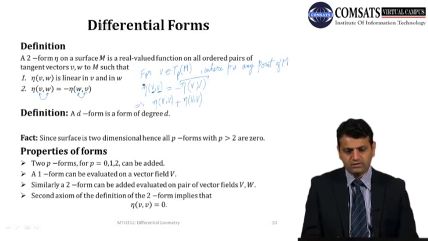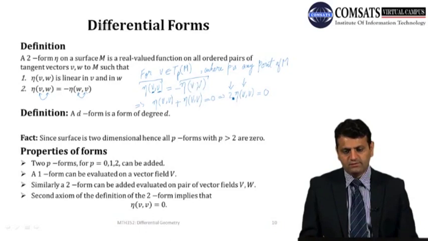सो ये भी एक रियल नंबर है, ये भी एक रियल नंबर है, बिकॉज अकॉर्डिंग टू द डेफिनेशन ईटा applied on a pair of vectors is going to be a real number. So this is equal to 0. So this implies that 2 into eta VV is equal to 0. So if the product of two real numbers is 0, so either this number is 0 or this number is 0. Now 2 can't be equal to 0. So this implies eta of VV equal to 0.